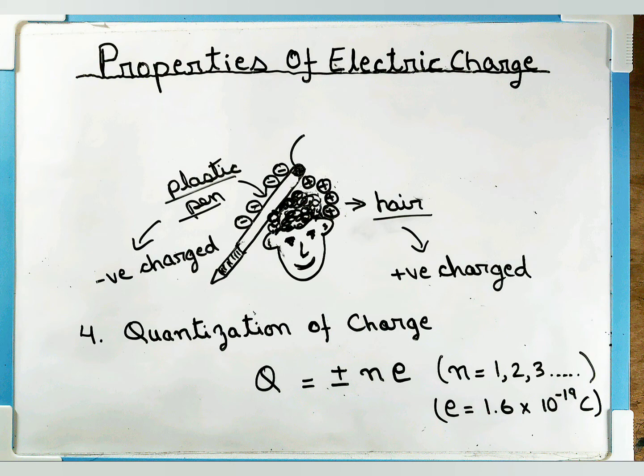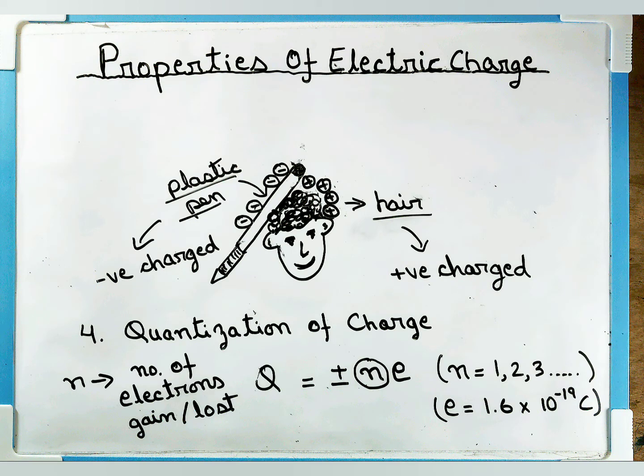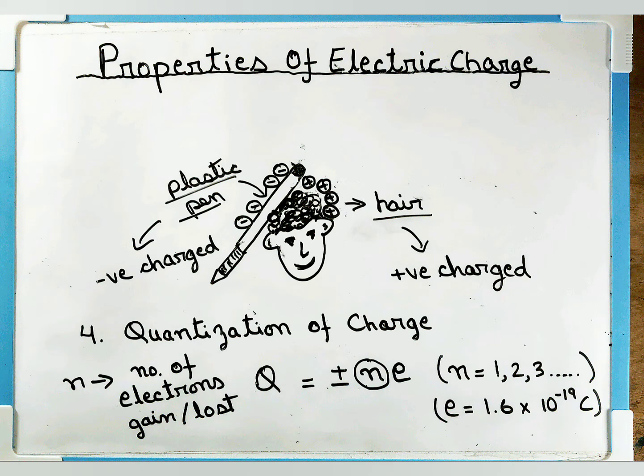Now here the letter n, or the integer n, gives you the number of electrons gained or lost by the object. I've told you before, if the object gains electrons, then that object will be negatively charged. And if the object loses electrons, that object will be positively charged. And this n gives you the number of electrons lost or gained, or the number of electrons transferred from one object to another.